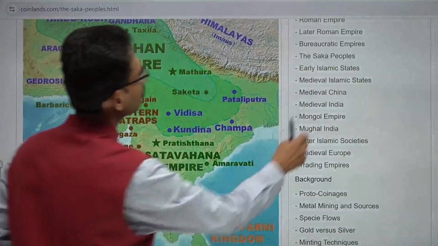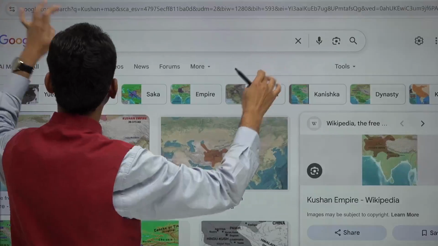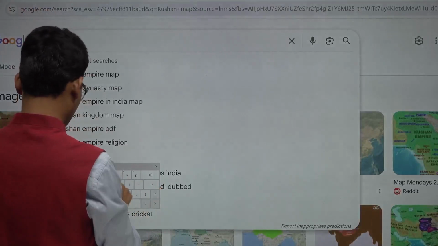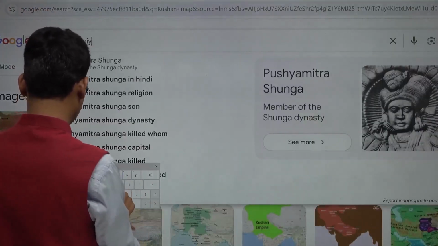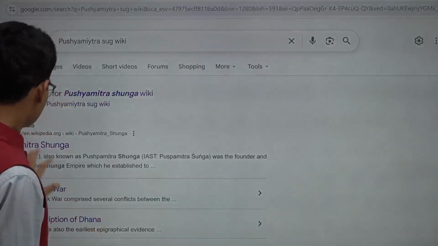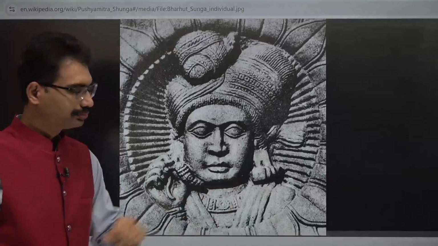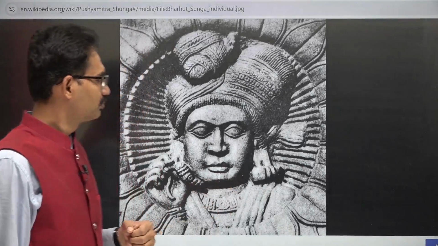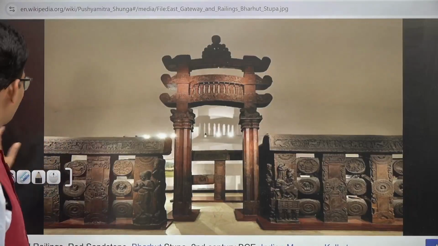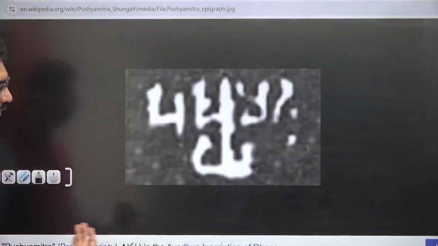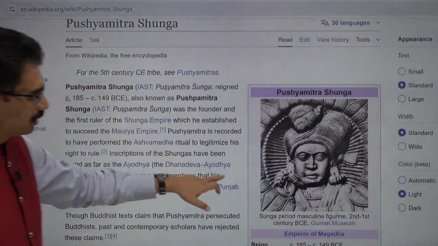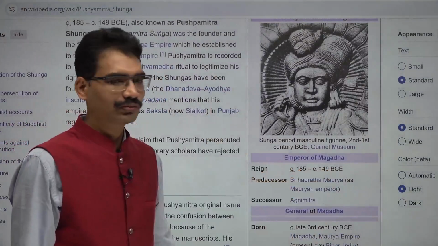If we see Pushyamitra Shunga, identify the timeline. He is considered the one. During his time period, some developments have taken place. What is the time period here? Identify. The timeline is 185 to 149 BC.